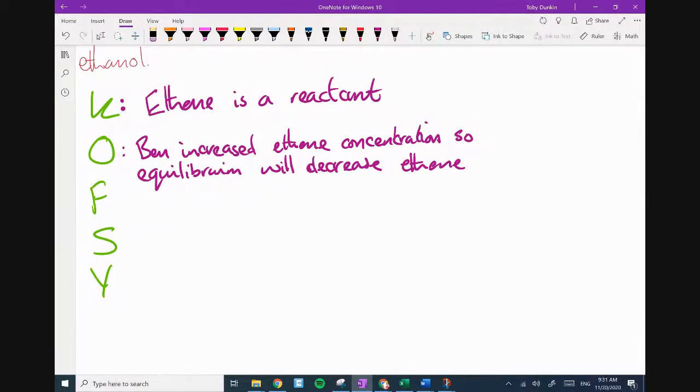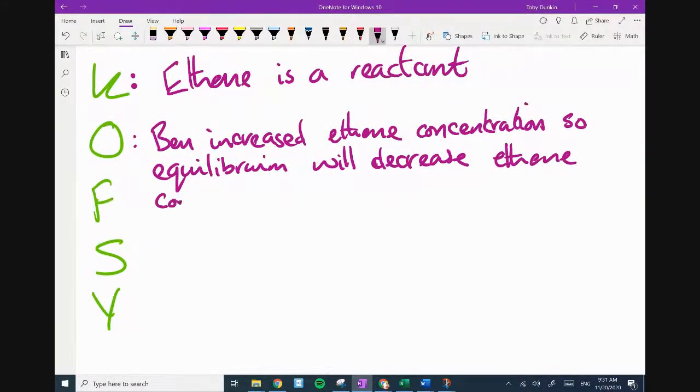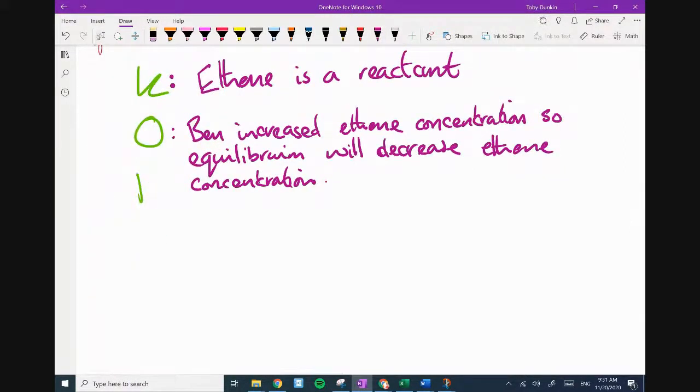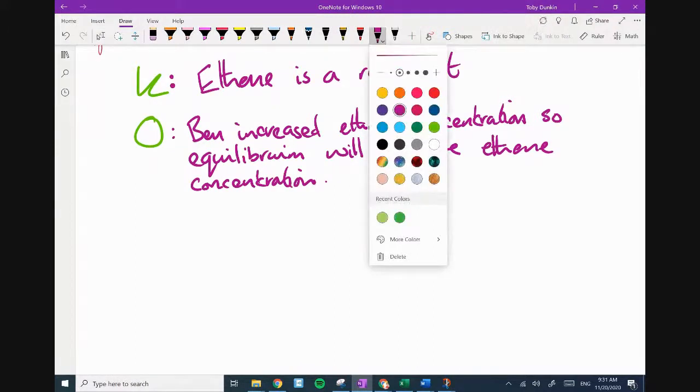I feel like I'm running off. I want to make this fit the page. Concentration. I'll just move it. There we go. And I'm going to move the F. Swing that down there.